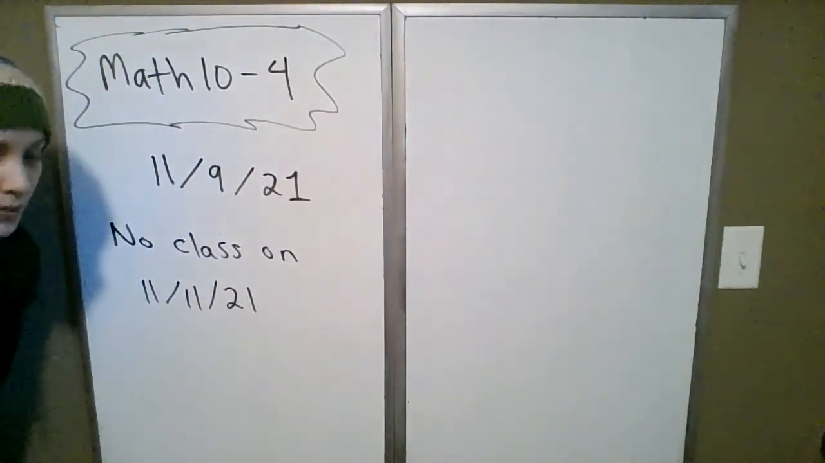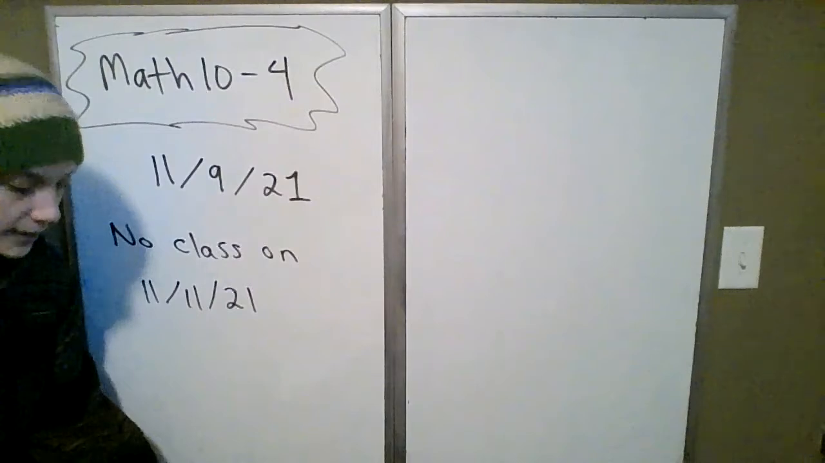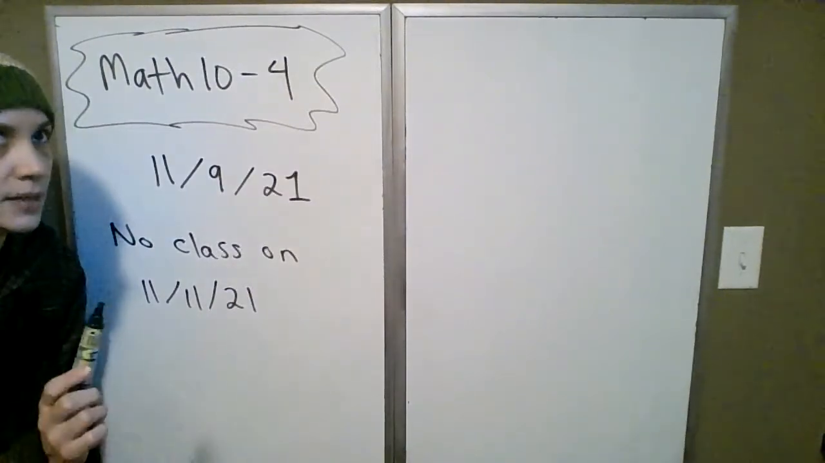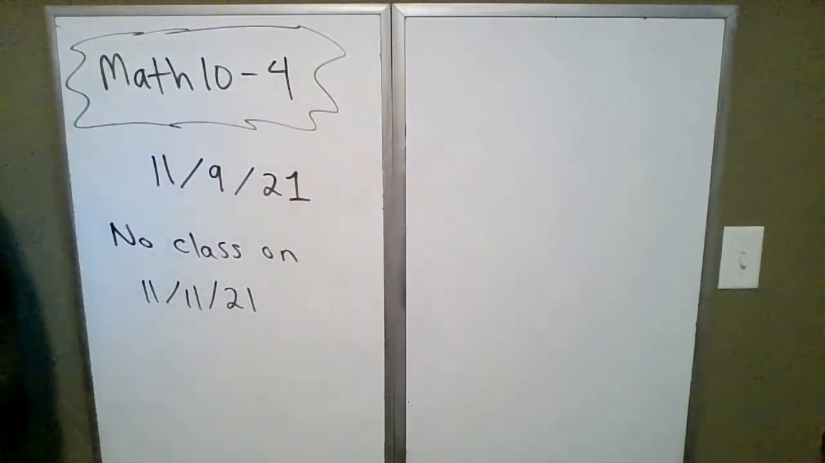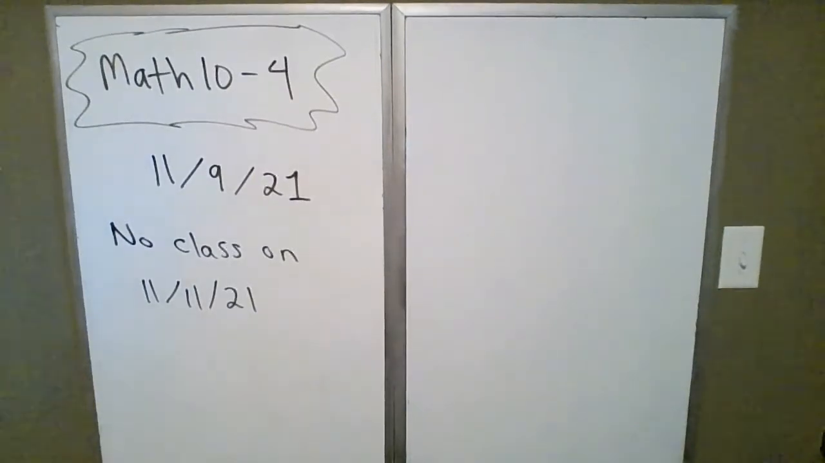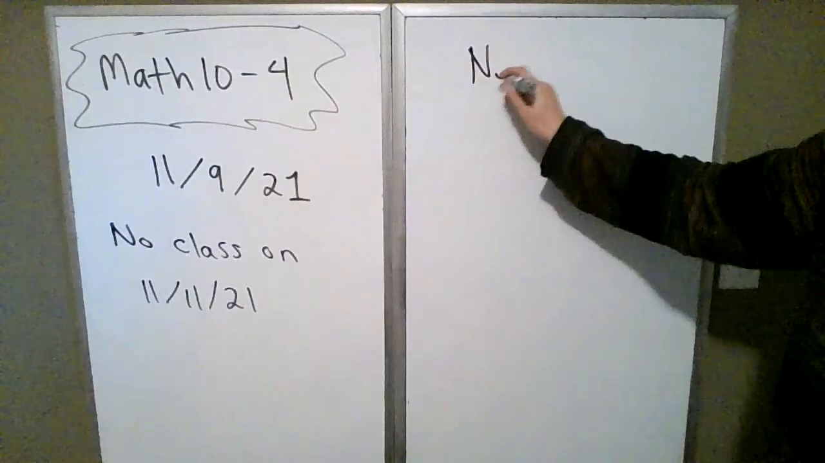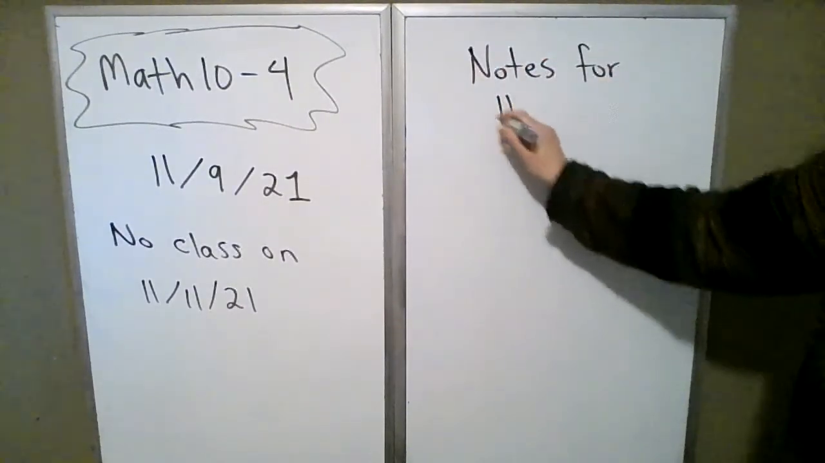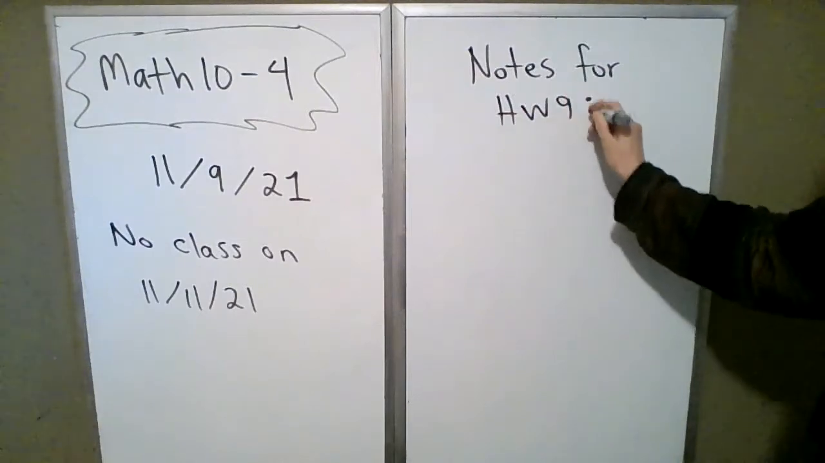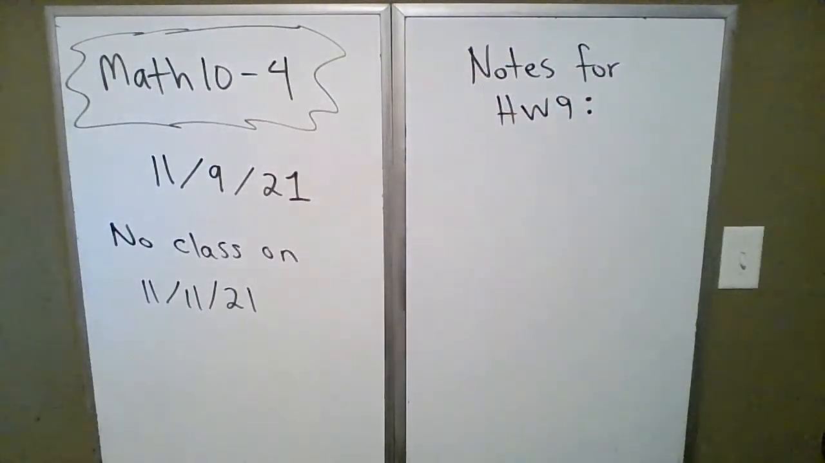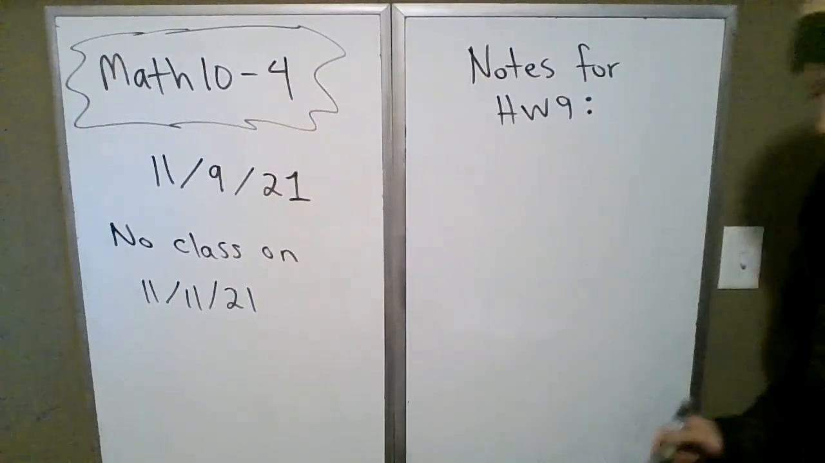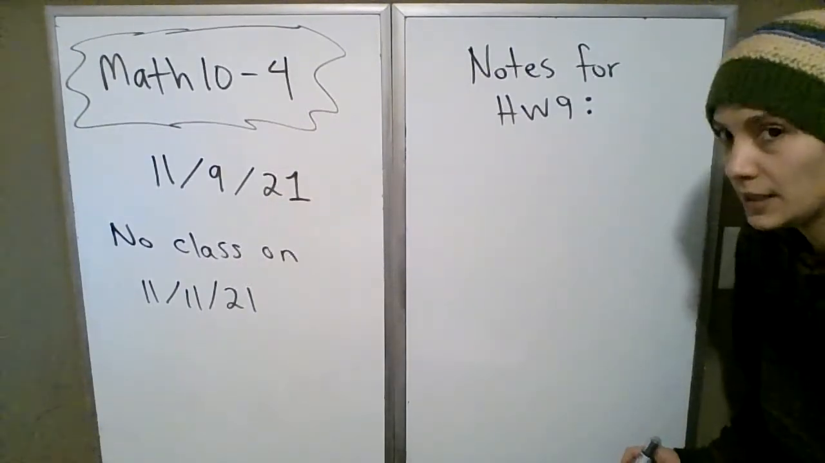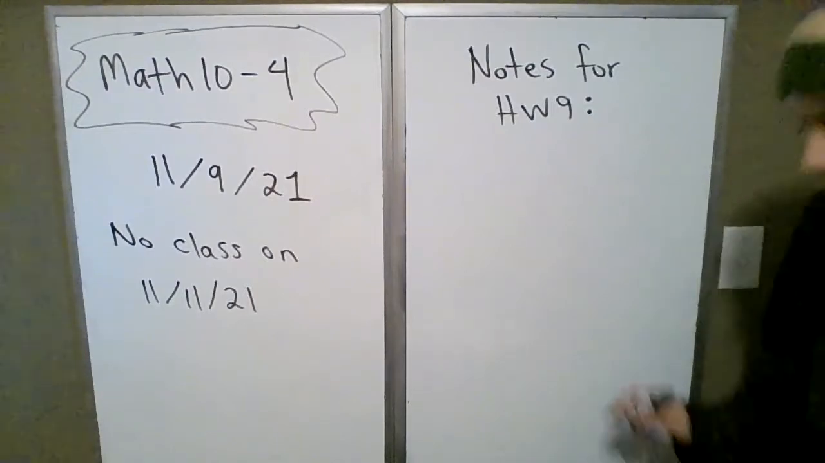Okay, and then today we're doing notes for your next homework, which is homework number 9. It's about graphing inequalities with 2 variables. All right, so we're looking at linear inequalities in 2 variables.